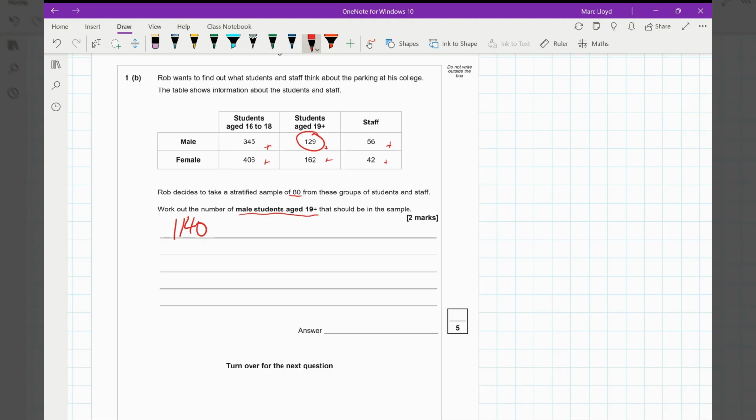1,140. Now, if we wanted to work out what fraction of people from the whole sample were students that were male, that were aged 19 plus, we'd do 129 out of 1140. And then we multiply by the number that we want in the sample in order to get that distribution shrunk down, I suppose. So we'd put that into our calculator and we get 9.05. I'm just going to put that into my calculator again.